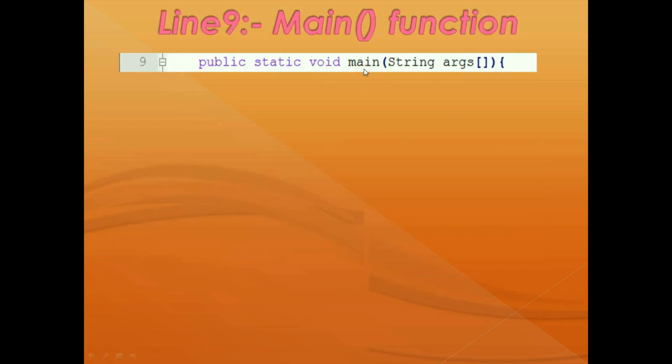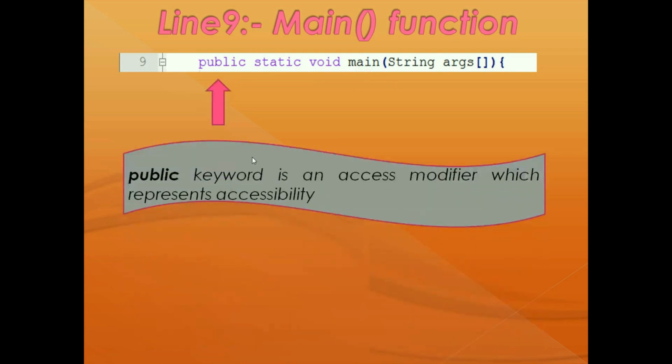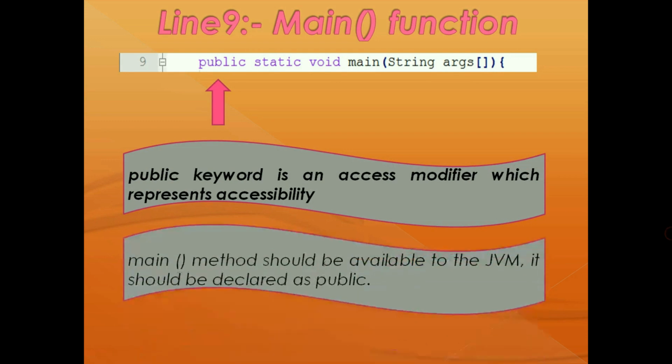So this main function starts with the public keyword. That public keyword is an access modifier which represents accessibility. It means it is accessible to all. Since the main method should be available to the JVM, it should be declared as public.